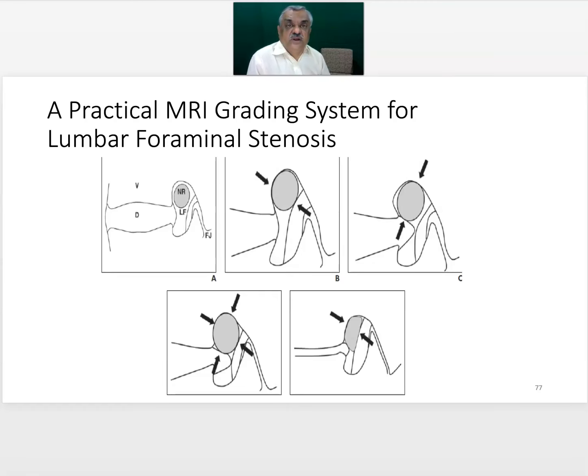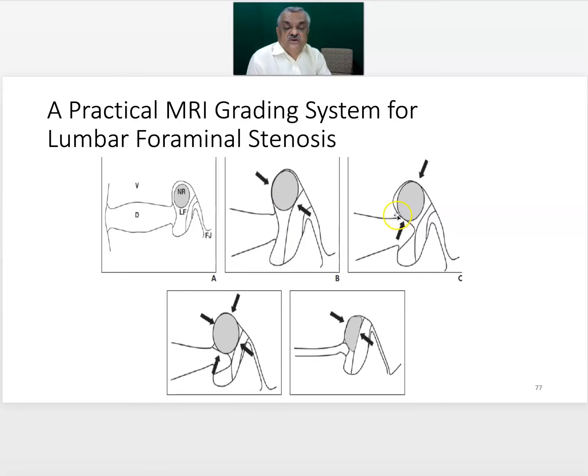Now, after understanding all these anatomical relevant factors to the foramen, we also need to know the practical MRI grading of the lumbar foraminal stenosis. Now please remember, I am not talking of canal stenosis here, but just trying to make you aware how the foraminal stenosis has been classified, just to highlight the point that we have changes related to the superior articular process and related to the tissue which hypertrophies here and pushes the nerve against the upper body.